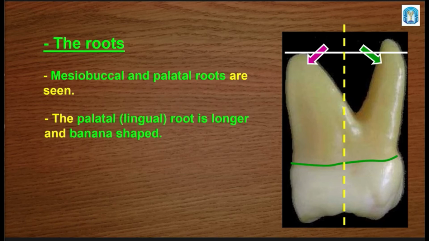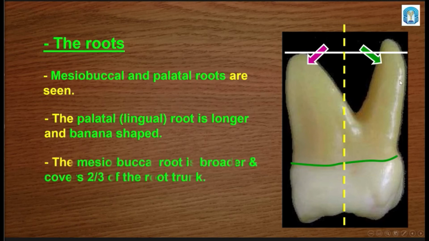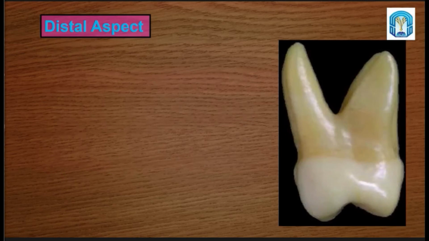The palatal root is longer and banana shaped. Banana shape means it is curved. You see, this is longer with a banana shape. The mesiobuccal root is broader and covers about 2/3 of the root trunk. Almost 2/3 of the root trunk is covered by the mesiobuccal root.